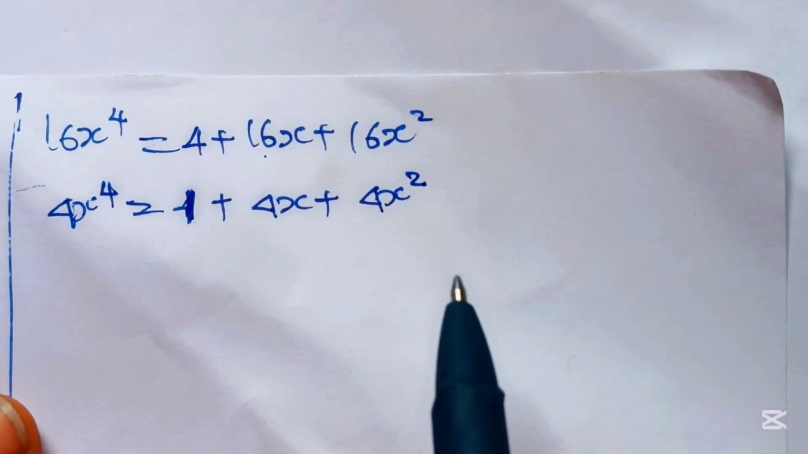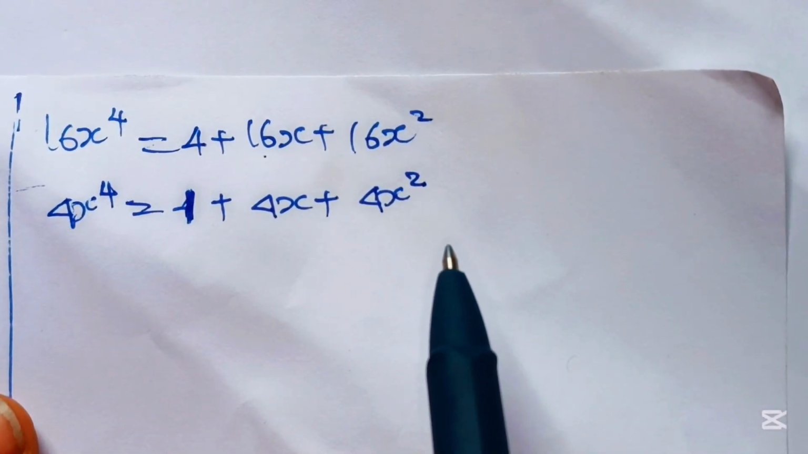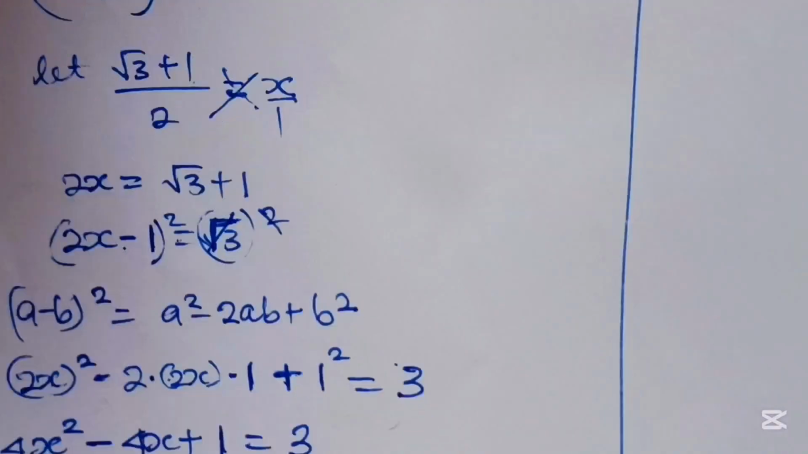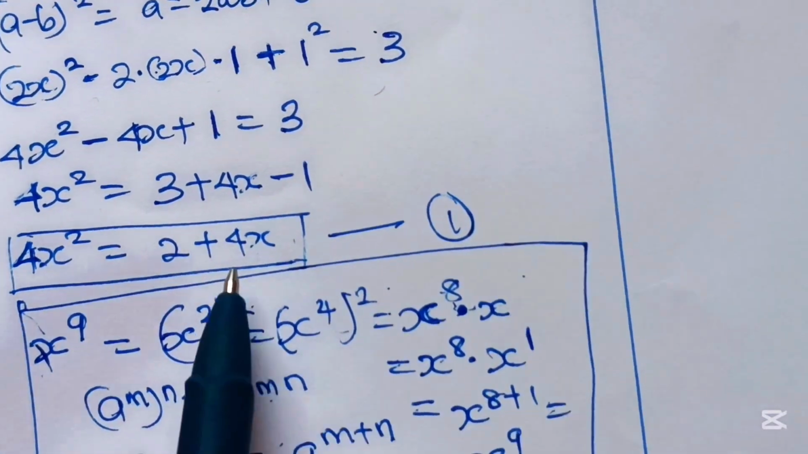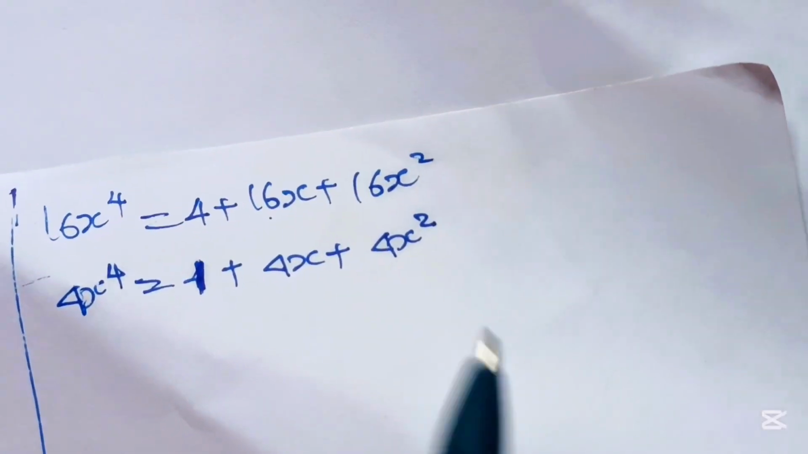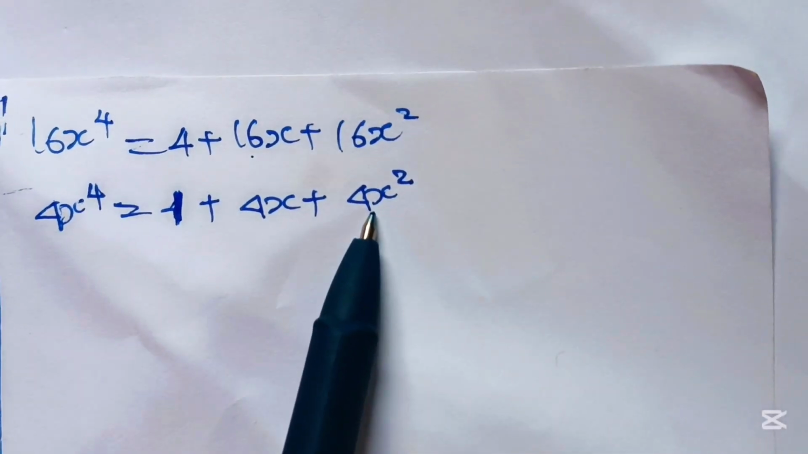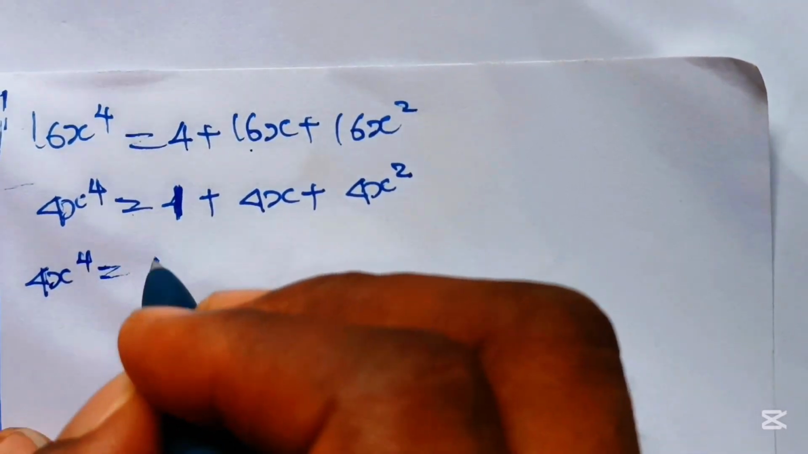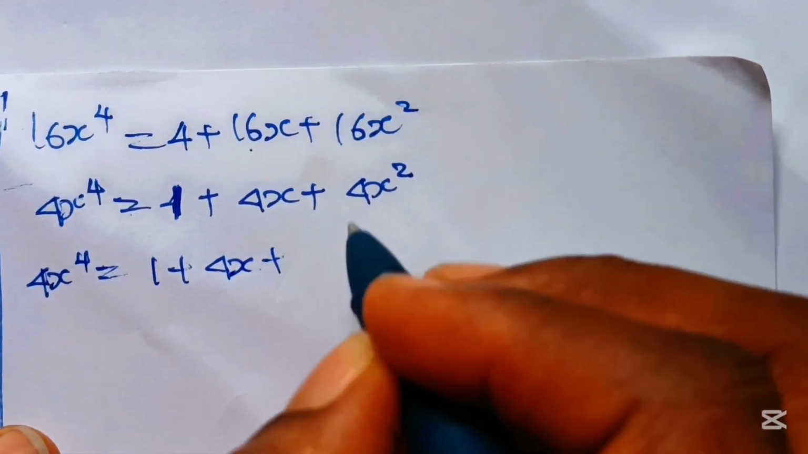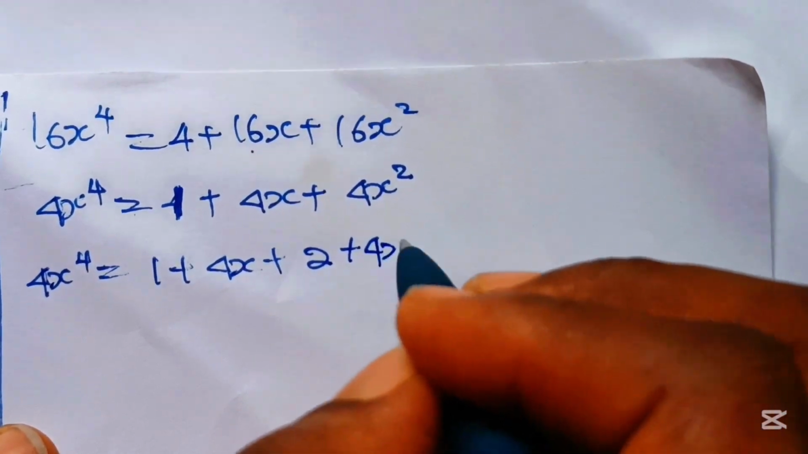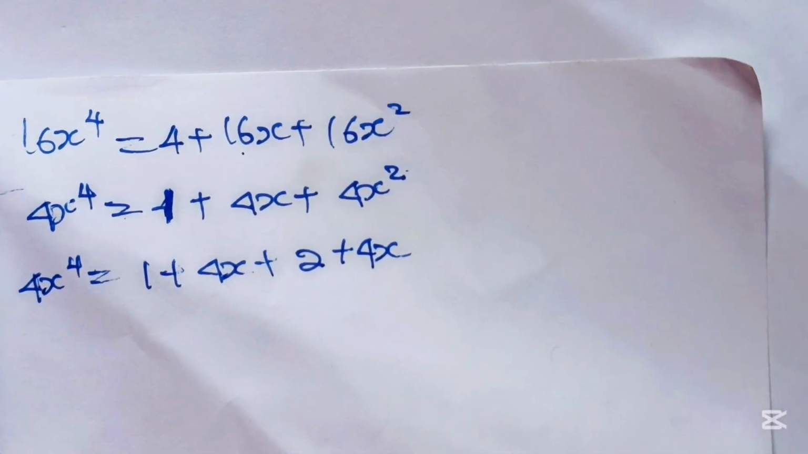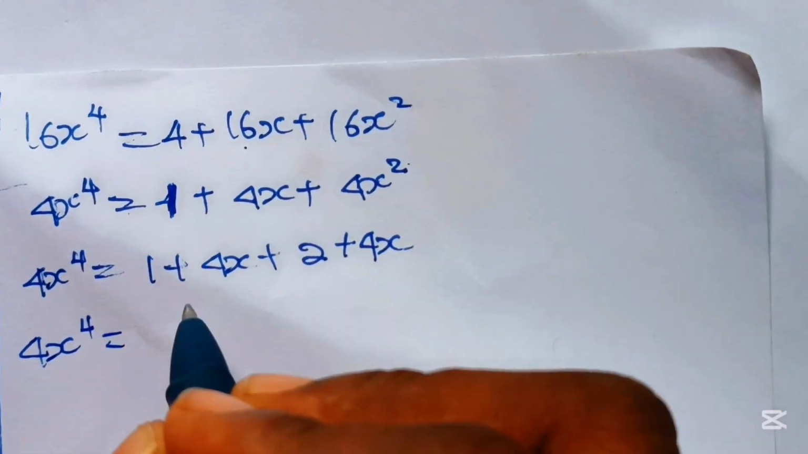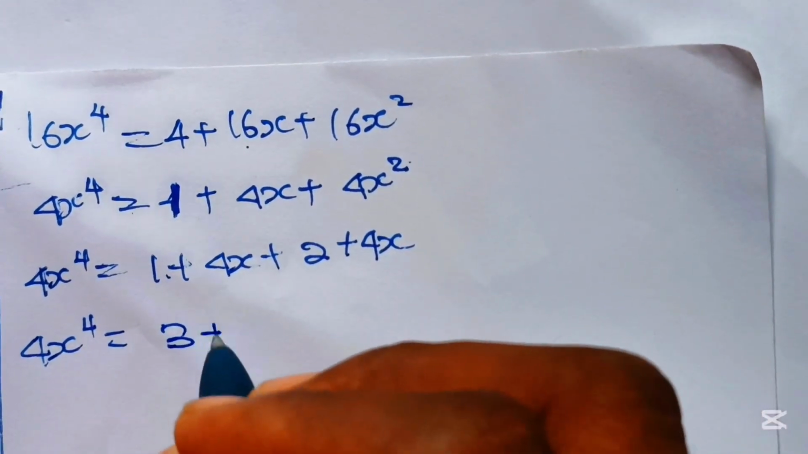Now you can see that we have 4x squared here. Can you see that? Yes, we have 4x squared here. And recall that our 4x squared, which is the most important equation, is 2 plus 4x. So we are going to substitute here. Anytime we see 4x squared, we substitute it there. So we are going to have 4x to the power of 4 is equal to 1 plus 4x plus 2 plus 4x. Since 4x squared is 2 plus 4x. Okay, so we have 4x to the power of 4 is equal to 1 plus 2 is 3 plus 4x plus 4x is 8x.